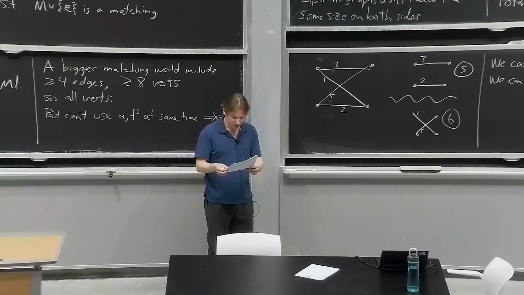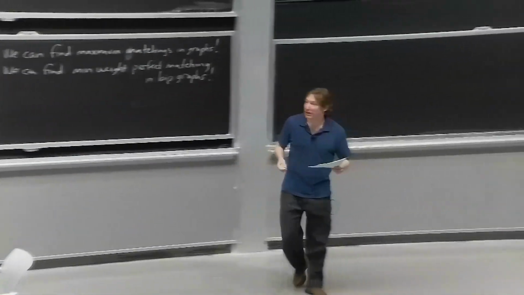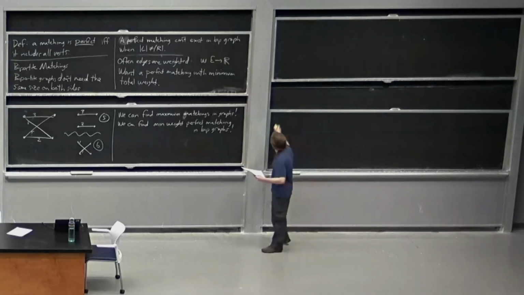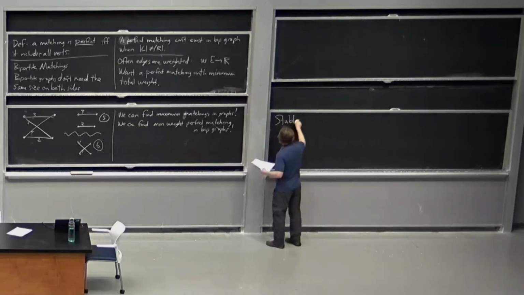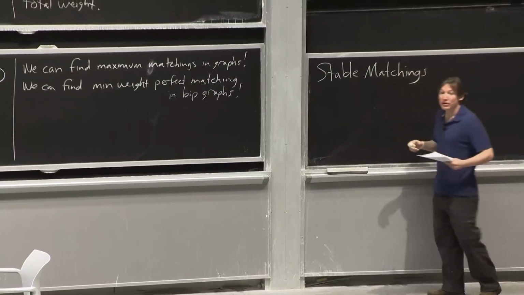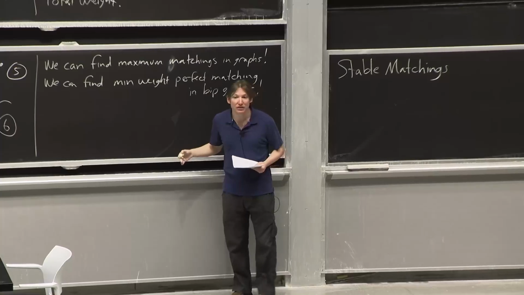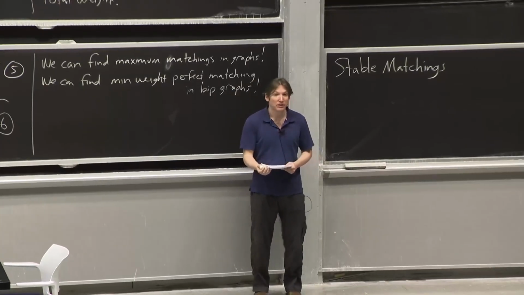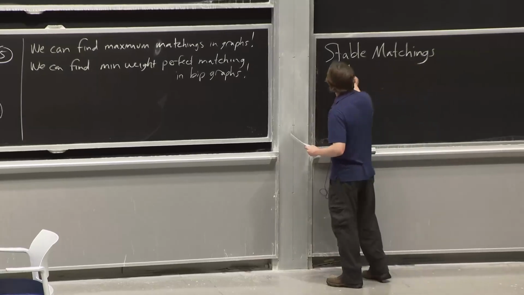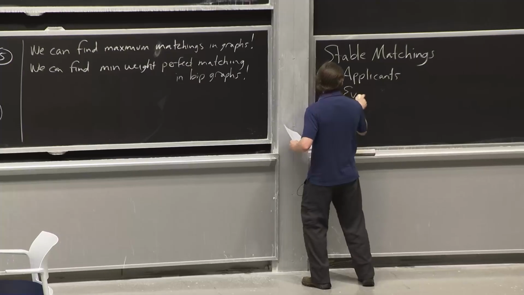All right, no questions. Then let's move on to the main topic for today, which is stable matchings. In this problem, we are going to be looking for certain kinds of perfect matchings in bipartite graphs. So in the specific scenario, let's imagine we have n applicants and n evaluators.